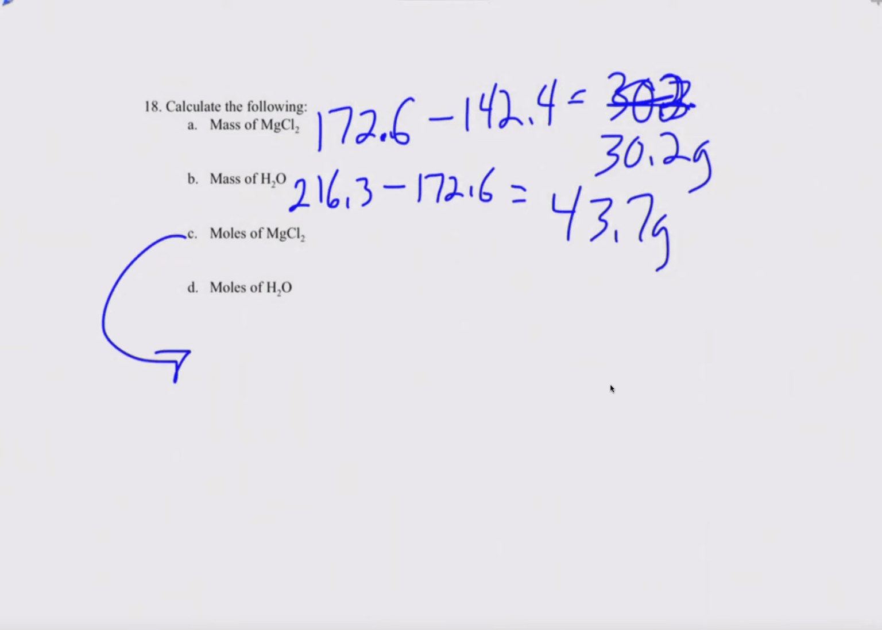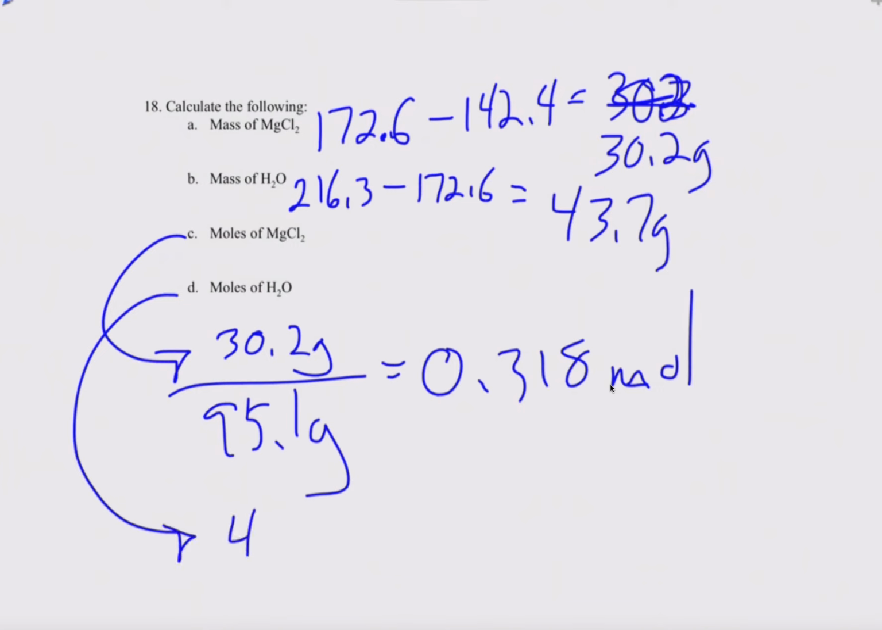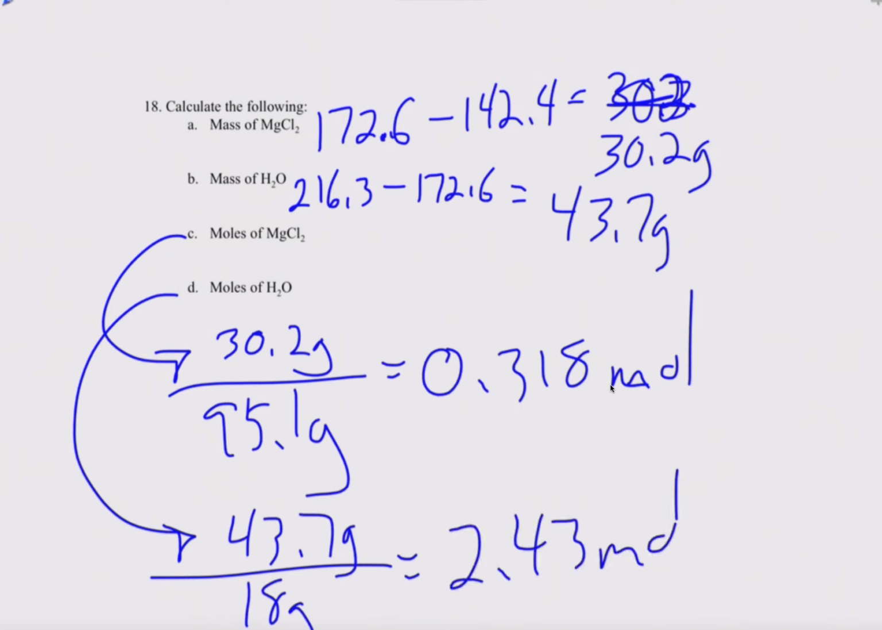Now we need to do mole calculations. Moles is the number of grams divided by the molar mass. So for the magnesium chloride, we said we had 30.2 grams. The molar mass of magnesium chloride is 95.1 grams. So we divide those together and we find that there was 0.318 moles of magnesium chloride. And then we do this for water. We have 43.7 grams of water. Water has a molar mass of 18 grams. 43.7 divided by 18 is 2.43 moles of water.